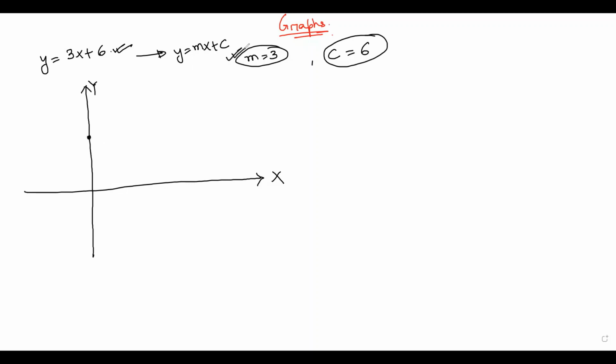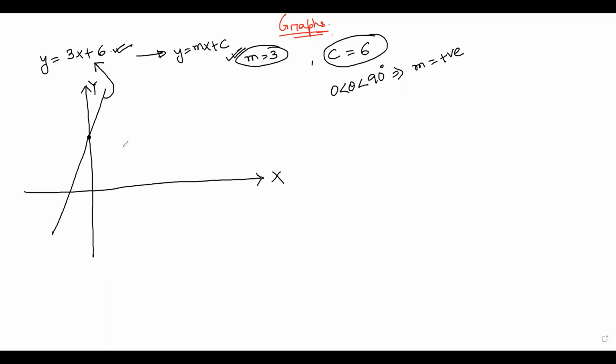And we have the slope m equal to 3, which is positive, and we know that when the angle lies between 0 and 90 degrees, the slope m is positive. So from this, we can say that the line would be making an angle between 0 and 90 degrees with the positive direction of the x-axis. And the line is passing through the point (0, 6). So the line has to be something like this. So this represents the line y equal to 3x plus 6.